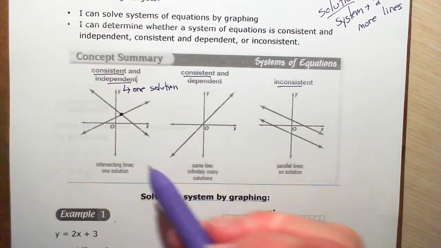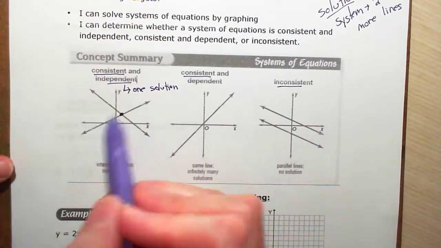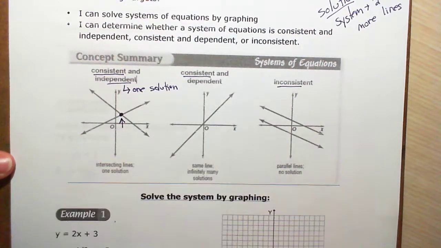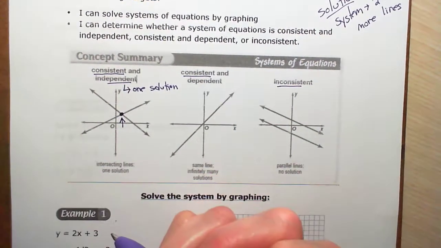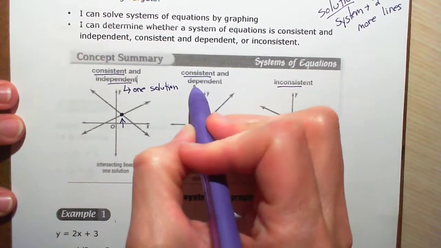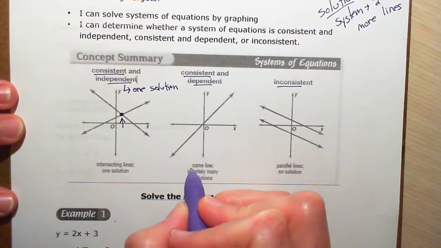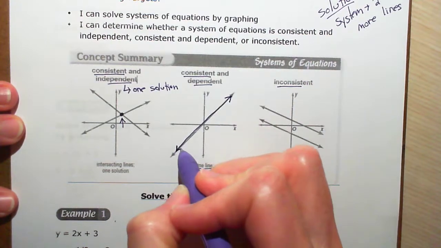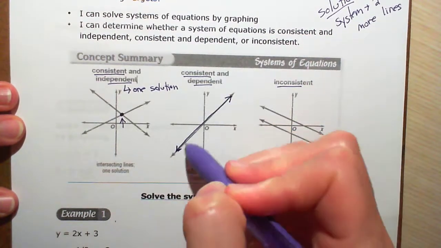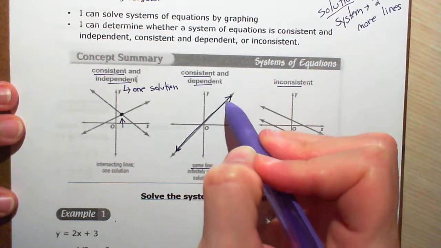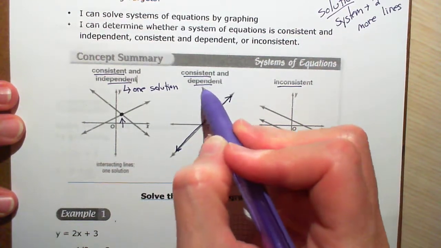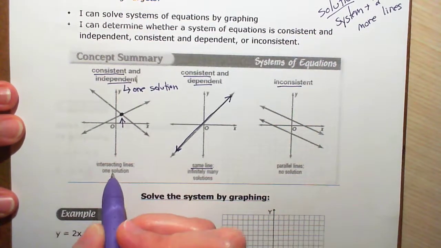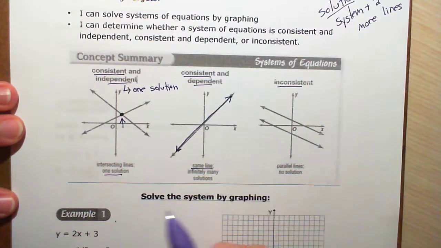I like to think of these lines as two friends. These you could think of as two acquaintances. They don't do a lot together, but they do one thing together. Maybe they play a sport together, or they play the same musical instrument. This other one is consistent and dependent because it's actually the same line. It's two lines on top of each other, so the graph looks like one line. So this is two friends who do everything together. They have every single point in common, so they're very dependent on one another. You can notice here it says same line, infinitely many solutions, and this says one solution.